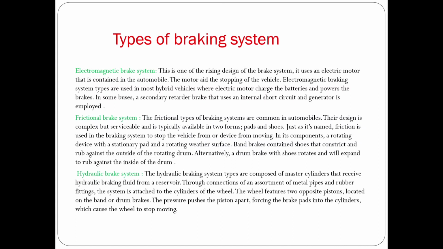Electromagnetic braking system: this is one of the rising designs of the brake system. It uses an electric motor that is contained in the automobile. The motor aids the stopping of the vehicle. Electromagnetic braking systems are used in most hybrid vehicles, where the electric motor charges the battery and powers the brakes. In some buses, a secondary retarder brake that uses an internal short circuit and a generator is employed.